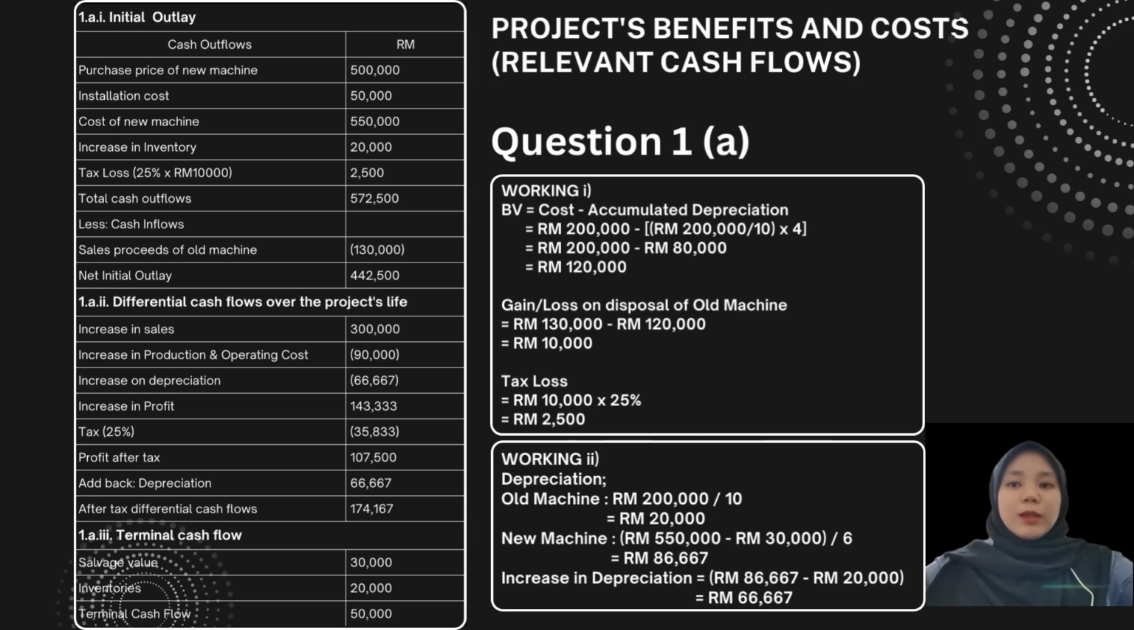The third part is to calculate the terminal cash flow by adding the salvage value of the new machine with the total additional inventory.